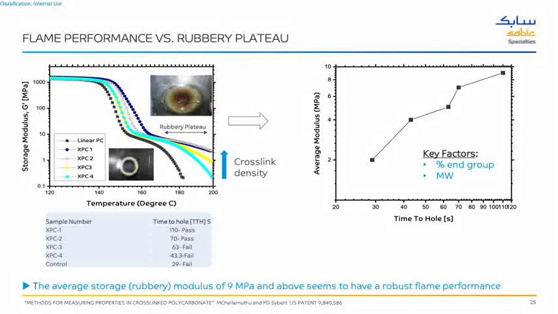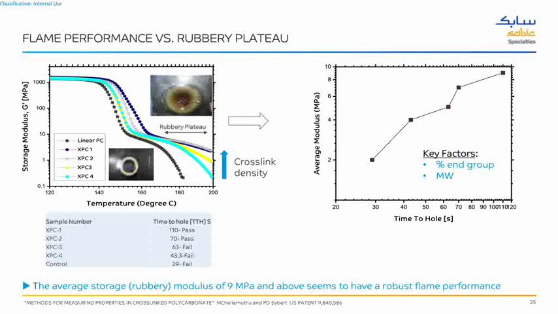You can see we figured out that when you take an average of this particular rubbery plateau here, starting from 9 to 10, 12 megapascal seems to work very well for a given formulation and how we formulate. For example, I plot this average modulus as a function of time to hole. Time to hole is basically when I say pass. So let's say XPC1 formulation, we say 110 is a pass. That means it can withstand up to 110 seconds before forming a hole.